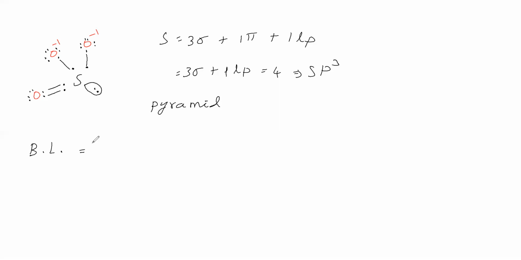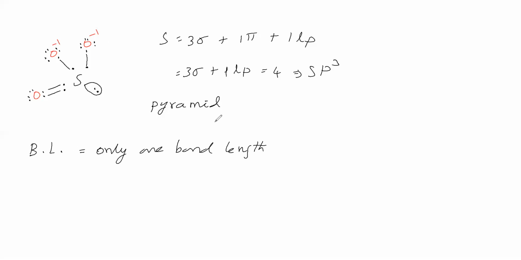What does experiment say? Experiment says only 1 bond length. So as per experiment, the number of bond lengths is only 1, meaning all these 3 bonds have similar nature. If all the 3 bonds have similar nature, then only we can say there is only 1 bond length. So hybridization is unable to explain this experimental result.